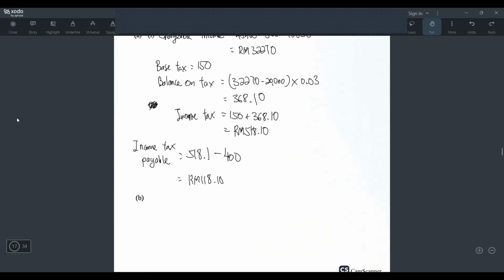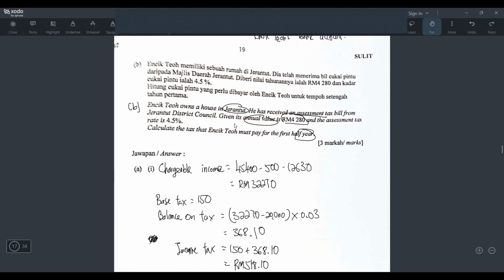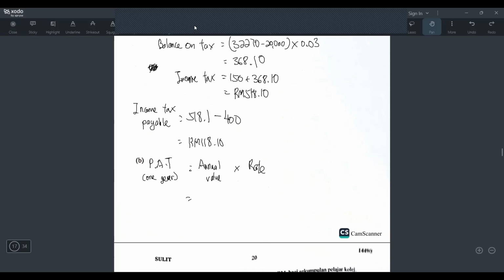Okay, let's write down the property assessment tax formula. So the property assessment tax for 1 year. So for 1 year, in 1 year, the formula is take the annual value darab dengan the rate. Okay, to be more specific, is the rate of property assessment tax lah. So let's look at this question. The annual value is 4280. So let's put it in.